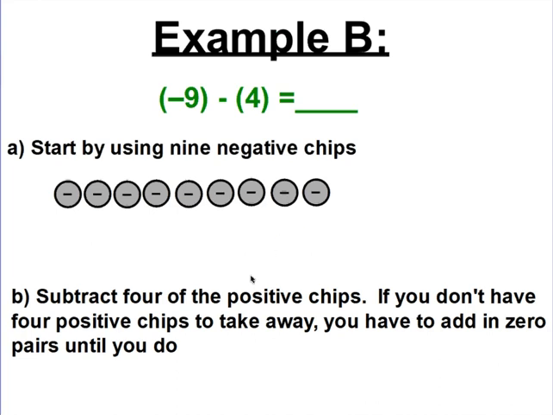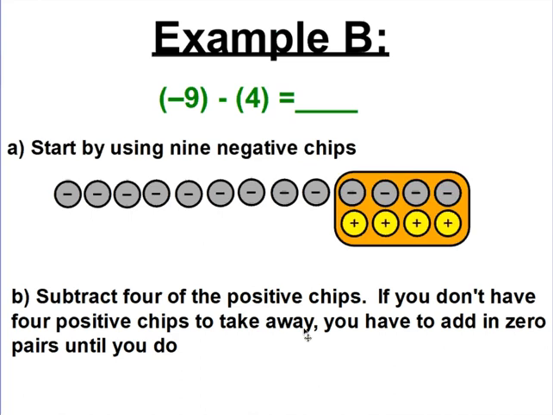I'm allowed to add in 0 pairs because they don't have value. So I can do this, and this whole picture still means negative 9 right now. Even though there's positive and negative chips over there, the ones in the orange box have no value because each one cancels out the other opposite one. So the picture still shows negative 9. But now I have enough chips where I can remove the 4 positive ones.